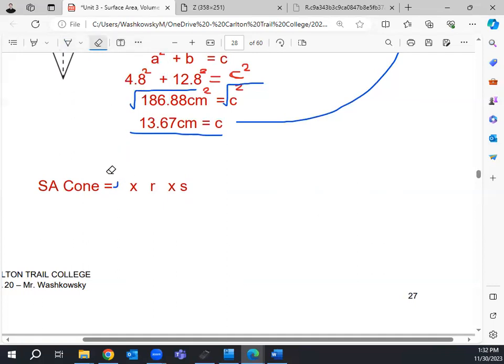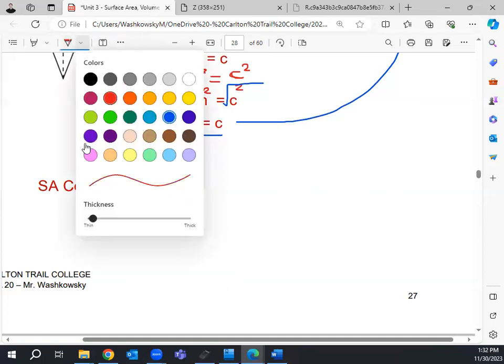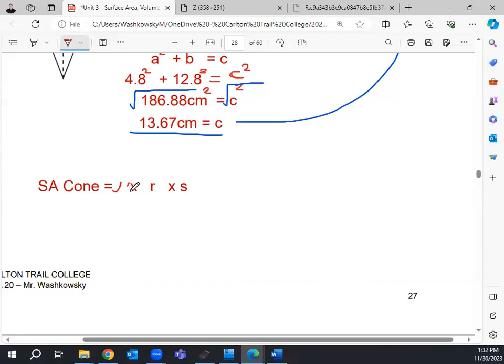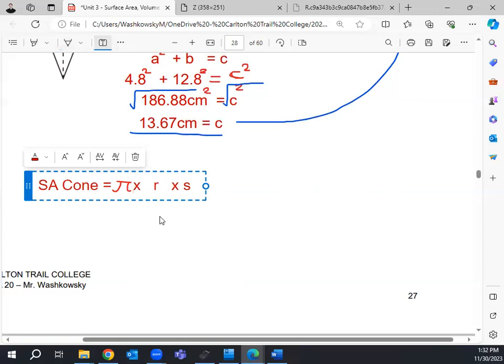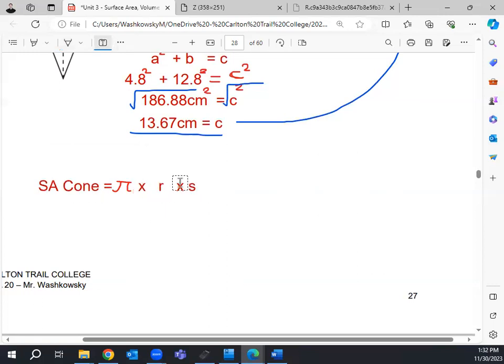Oops. Erase that. But that's technically what's happened. Technically, it's just pi rs. There are little times that are going in there in the middle of it, though. I'm just doing this to show you.